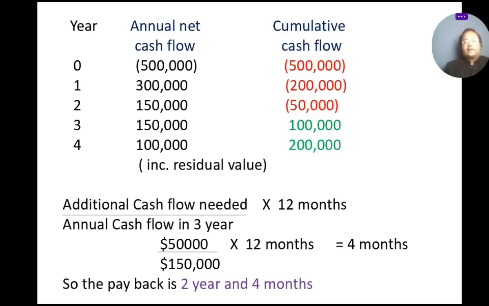Second year, you can get 150,000. So it means that your remaining amount will be 50,000. Third year, you get 150,000 and your profit is 100,000. In the fourth year, your investment inflow is 100,000 and the total amount of cash flow is 200,000. In the last year, 100,000 includes the residual value, the resale value.